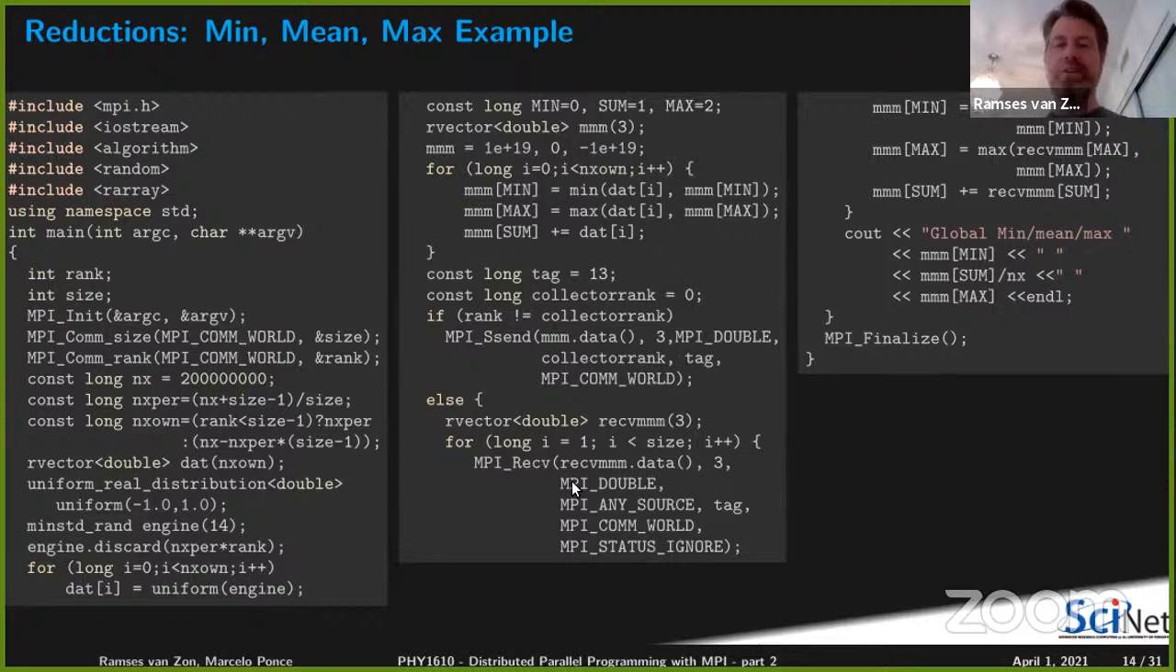It might have been better to set this up, and it is possible, in a way that you don't care which of the ranks here is sending. In fact, that's already what I'm doing, right? See this MPI any source? That means that I don't insist that this message comes from each of them at the same time. They might send them in different orders. I don't care. The order doesn't matter to get min, max, and mean. So whatever message is ready for me to receive, that's what I get.